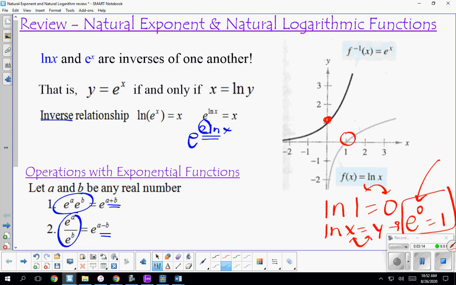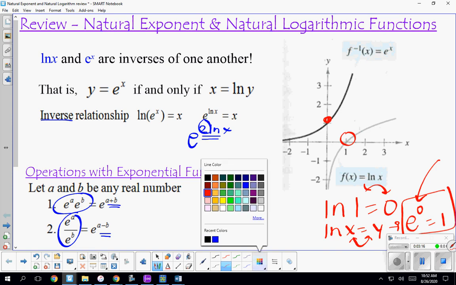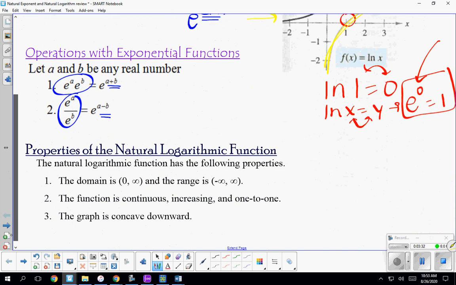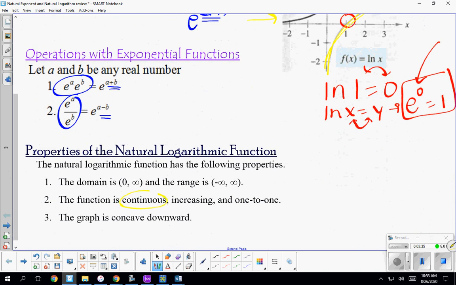So properties, if you see this graph, right now we're talking about natural logarithm, which is this one here. This guy is e to the x, but it's always increasing forever and ever till it goes to infinity. It's always concave down. We'll talk about concavity a lot later. And those are probably the main important things. It is continuous, meaning there's no breaks, no gaps, no holes.